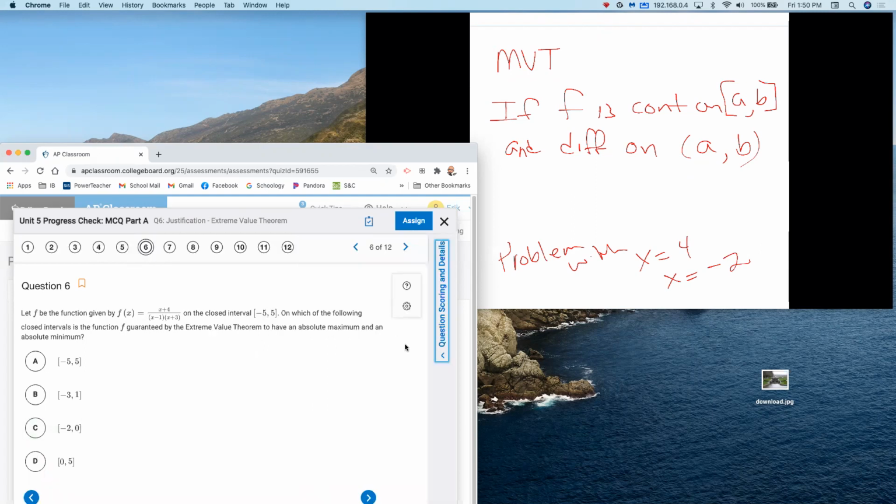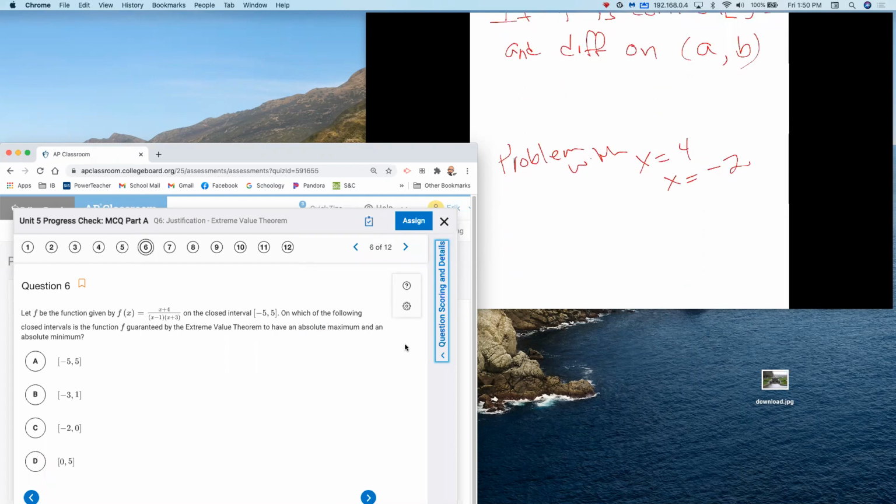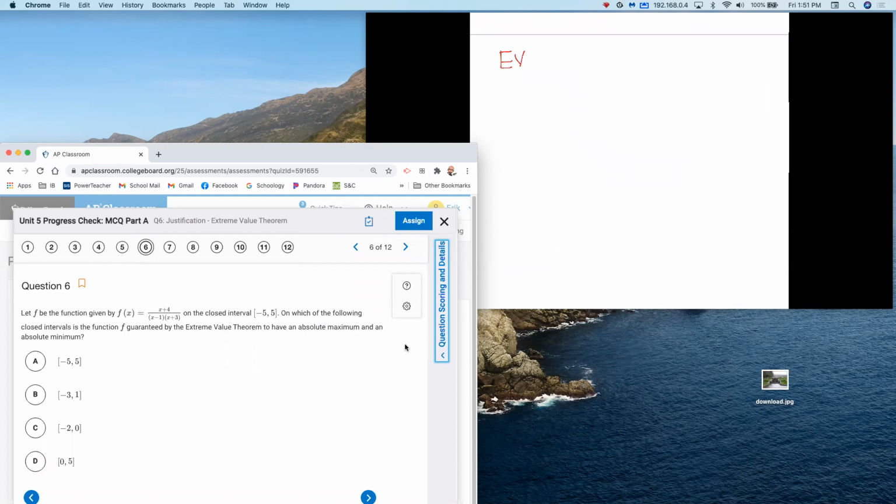So looking at 6, it's kind of the same thing, only with 6, when you look back at your notes for the extreme value theorem, it talks about f being continuous. Might say f is differentiable. Maybe it's differentiable, if I remember right.